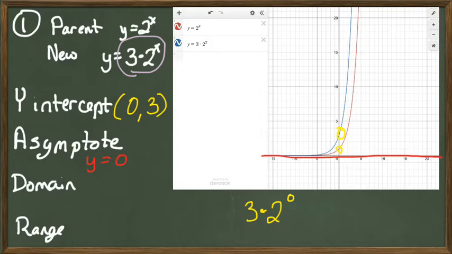Domain. The domain for all exponential functions is negative infinity to positive infinity. No matter what, your domain is always going to be this. Range is going to start at your asymptote, and so our asymptote was 0, and go to infinity if it's a growth. And we'll look at what happens if it's a decay or going down in a second. Decay is the same. So I actually put a third one in there.